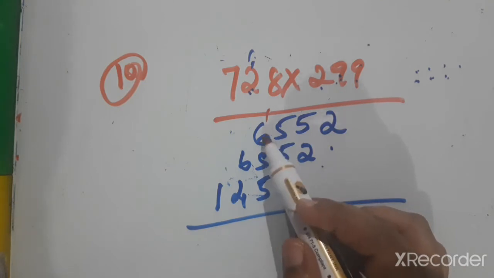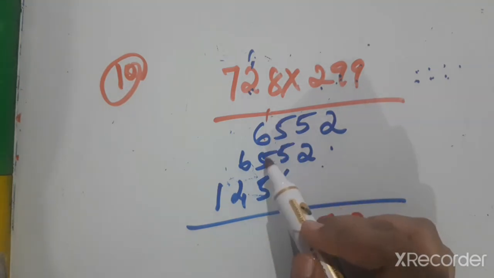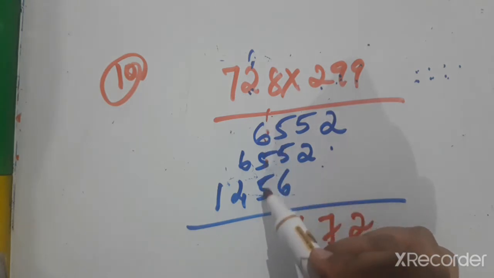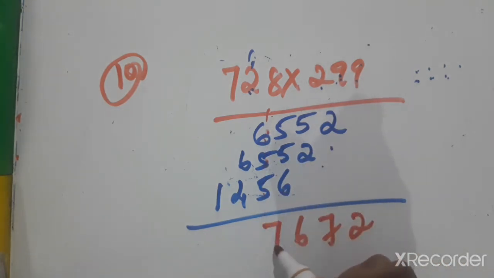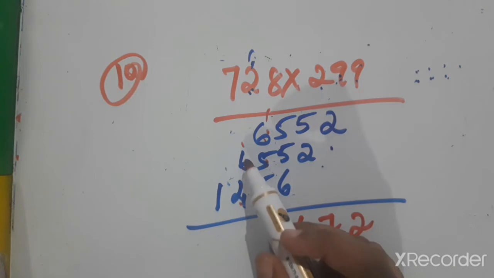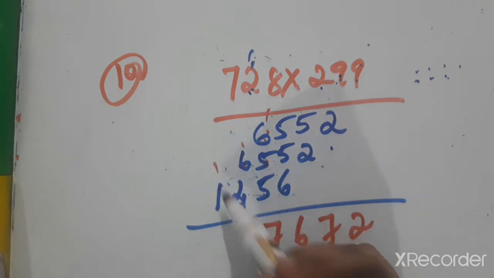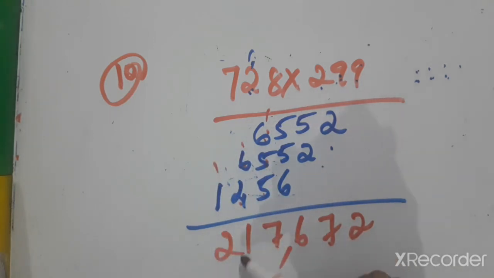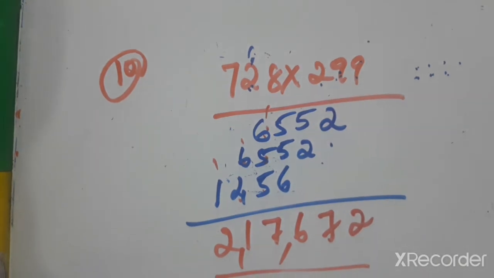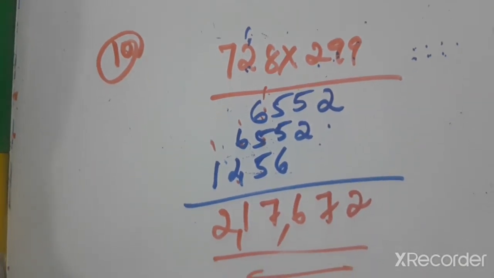1 plus 6 is 7. 1 plus 5 is 6. 6 plus 6 is 12. 12 plus 5 is 15, 16, 17. So 7, 1 carry out to next place. 4 plus 6 is 10. Plus 1 is 11 and 2. Answer is 2,17,672.